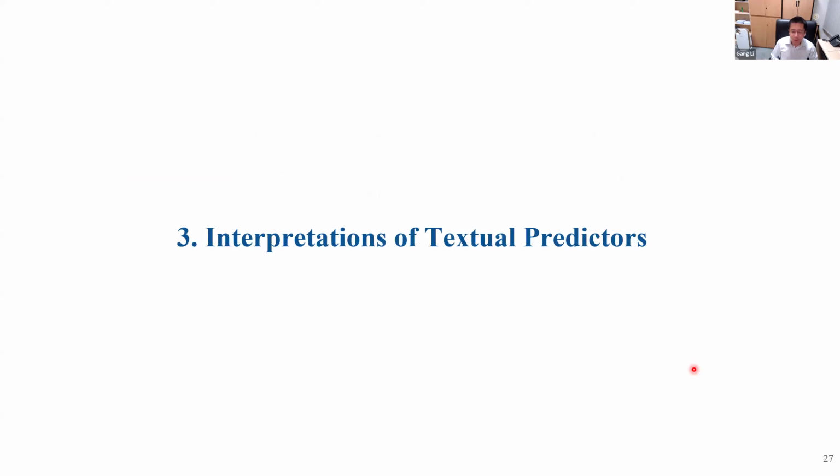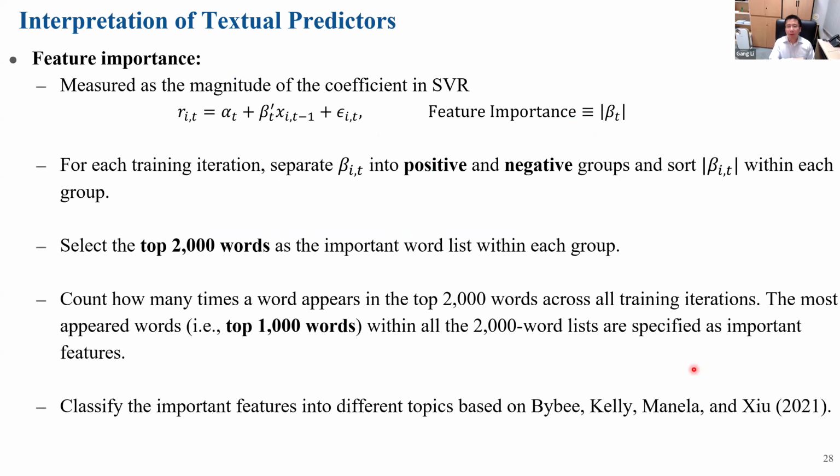In the last section, we aim at shedding some light on the interpretation of the textual predictors based on SVR. The empirical design of this interpretation, also mentioned by Dimitris in his previous question, is mainly based on the idea of feature importance. That is, we use the magnitude of the coefficient of each word feature in SVR to define the feature importance.